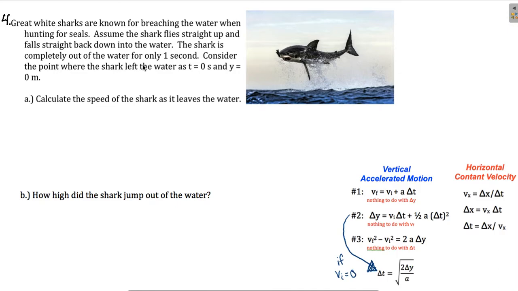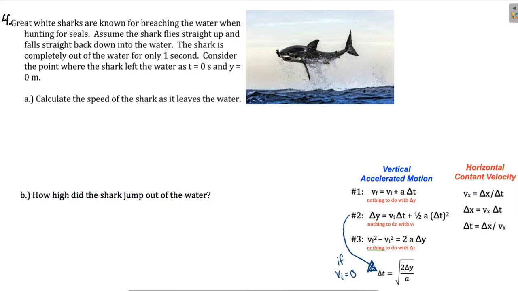It says consider the point where the shark left the water as time equals 0 and that position as y equals 0. Part A, calculate the speed the shark has as it leaves the water. Once again, start with your knowns.